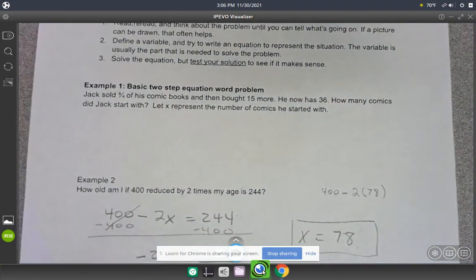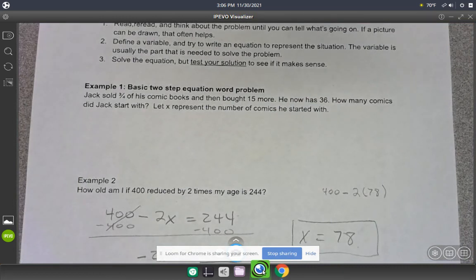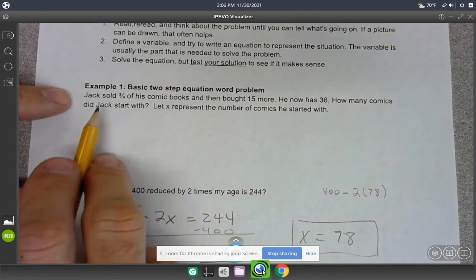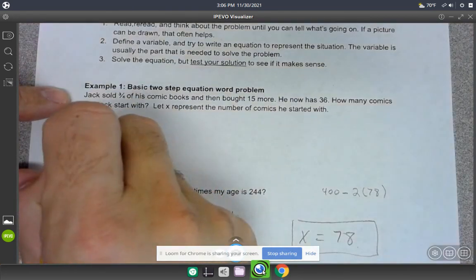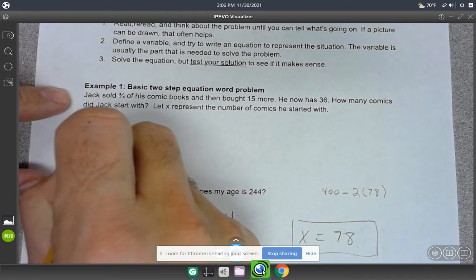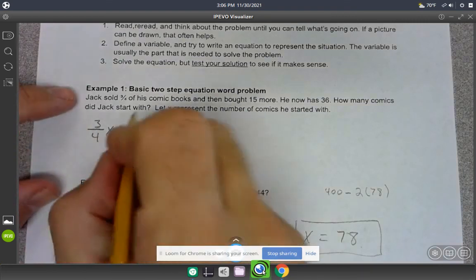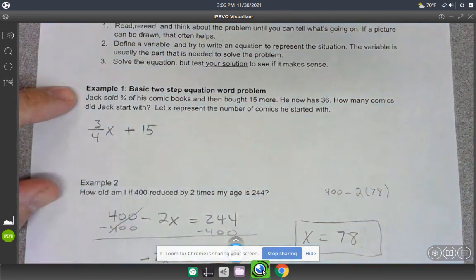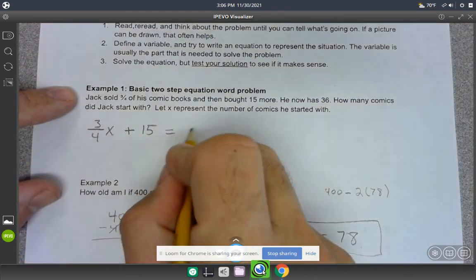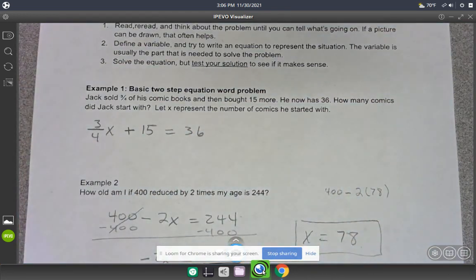So back to example 1 here. This one, I accidentally made a little bit harder than I should have. If you were setting this problem up, you probably would have set it up like this. Jack sold 3/4 of his comic books, so we would have done 3/4 x. That represents 3/4 of the comic books. And then he bought 15 more, so you would have added 15, and now he has 36. And you would have gone through the process and solved it.